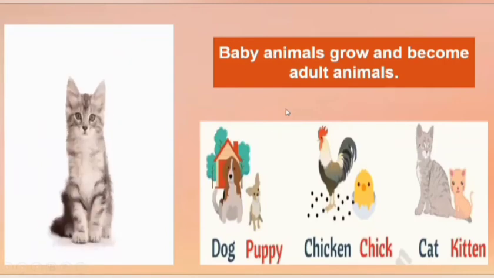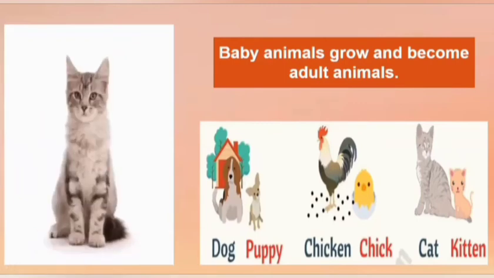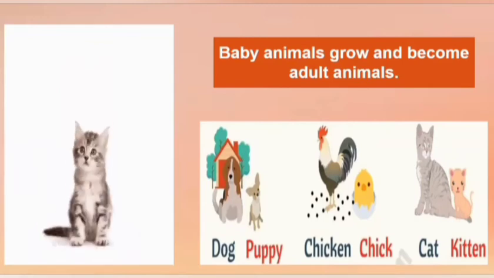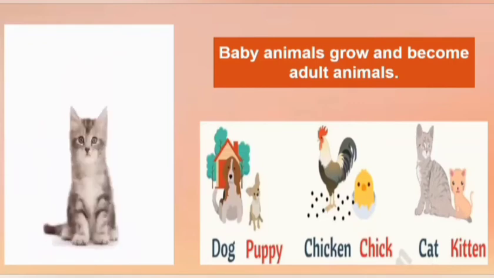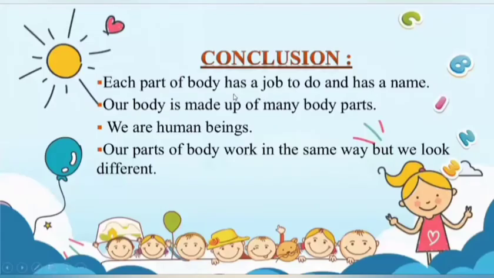We human beings, animals and plants, we all are living things. Why? Because we can eat, we can grow, we need air, we need food, we need water. That's why we are called living things. So the conclusion of the topic. This is the conclusion of unit number 1.